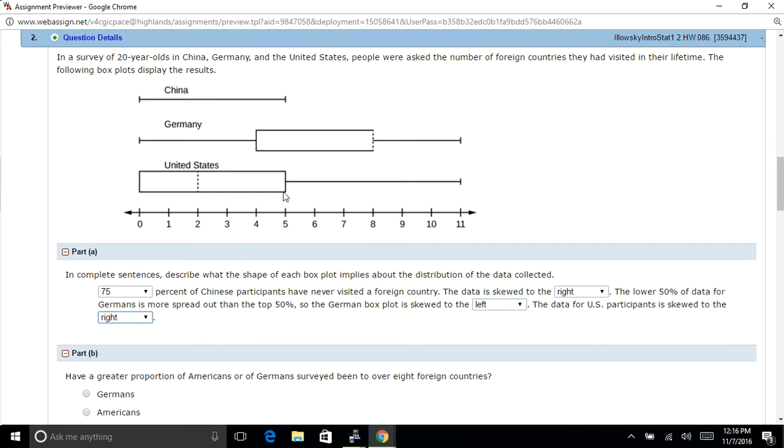Why is it skewed to the right? 75% of my data is 5 and below. So that's how you would figure it out.